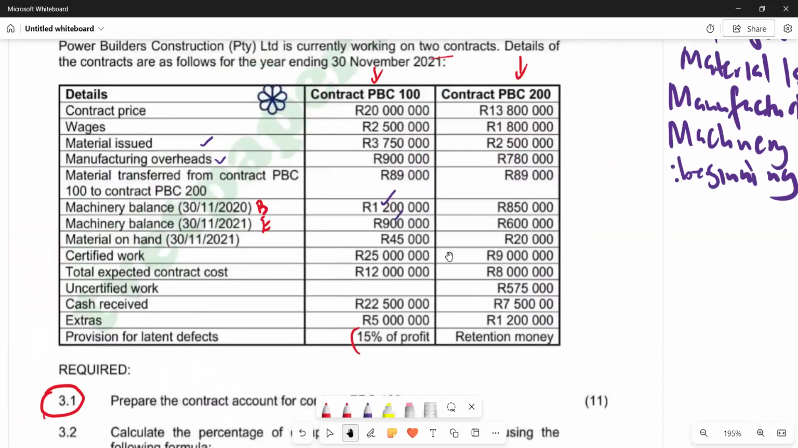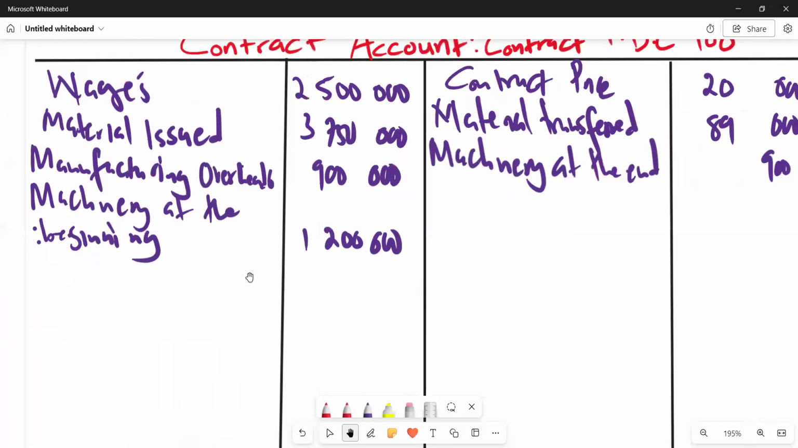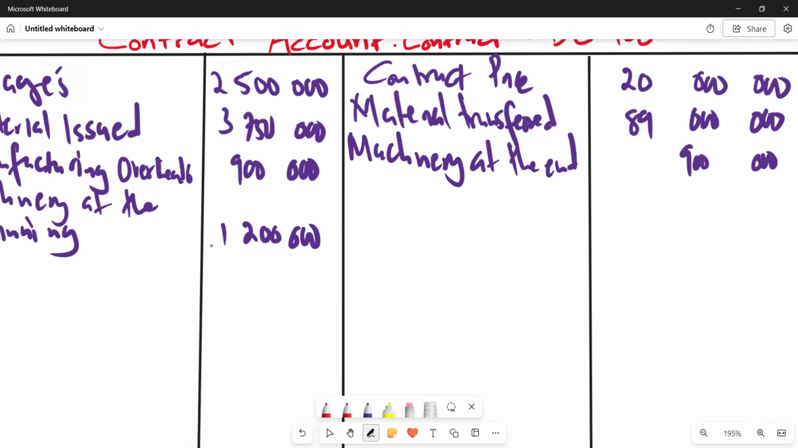After that we go to material on hand. We've got 45,000, and it has to go to the credit side. So here we are saying credit with the material on hand, and then we can try to post it. I can post it to the credit side. That is 45,000. So you're saying material on the end, the amount that we have is 45,000. Then we can try to see what we have after material on the end.